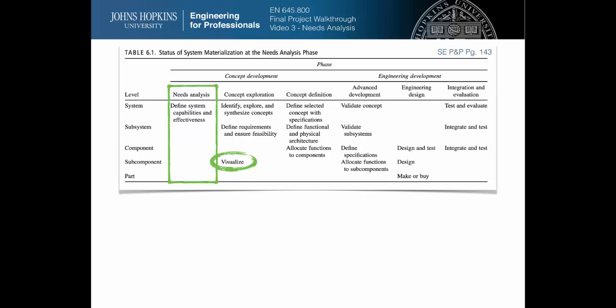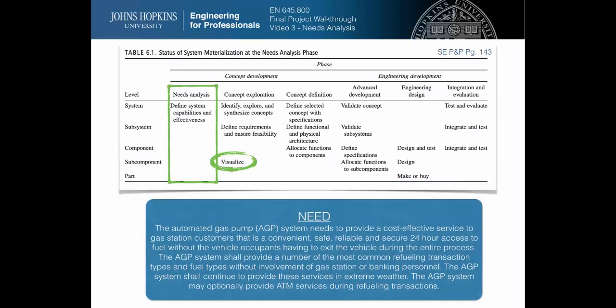Ultimately, most of the requirements will become requirements that I will have to address in my system's architecture. So I will use feedback from potential stakeholders as well as my own initial problem identified to write an initial need statement to guide me through the rest of this process. My need statement is that the automated gas pump system needs to provide a cost-effective service to gas station customers that is a convenient, safe, reliable, and secure 24-hour access to fuel without the vehicle occupants having to exit the vehicle during the entire process.